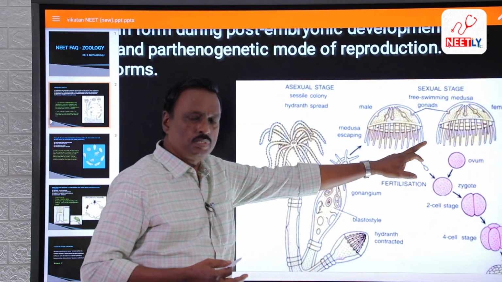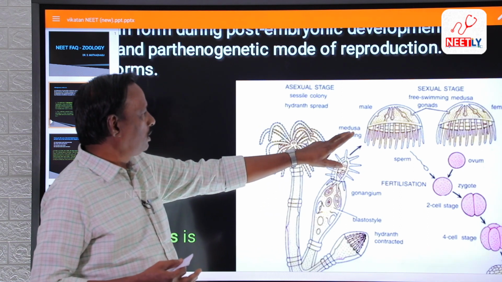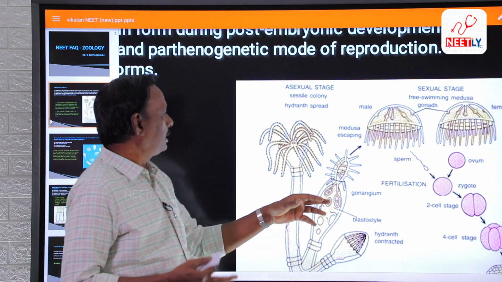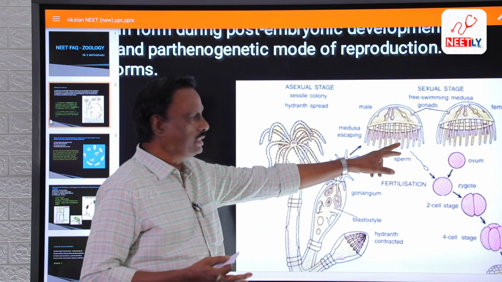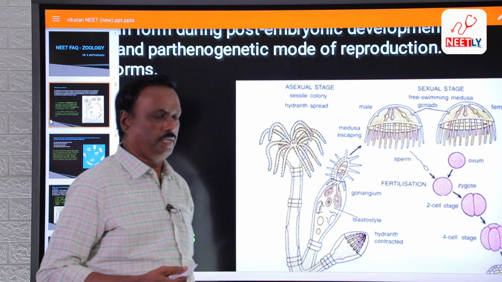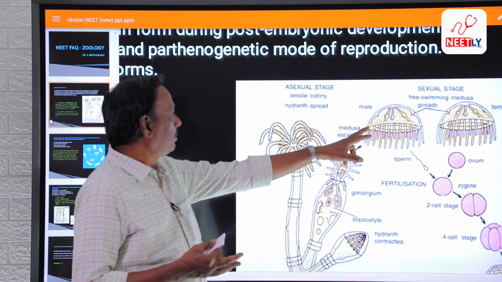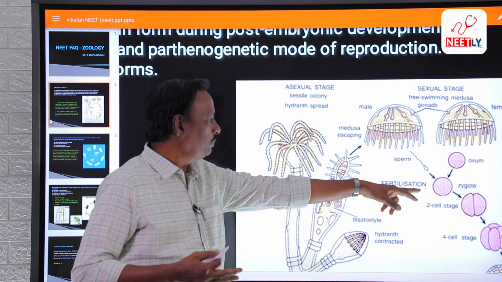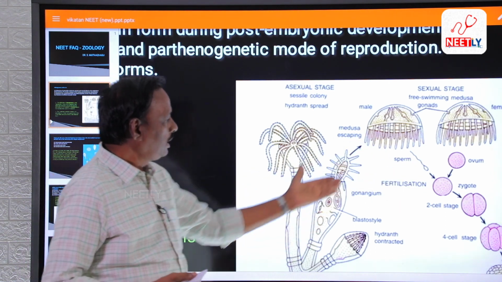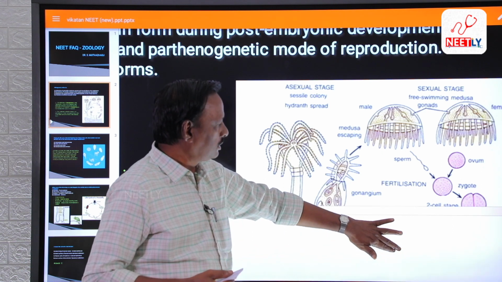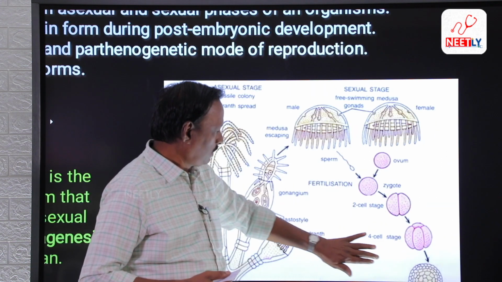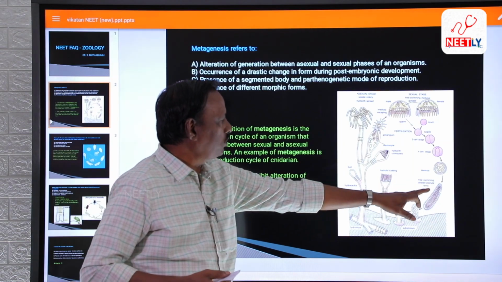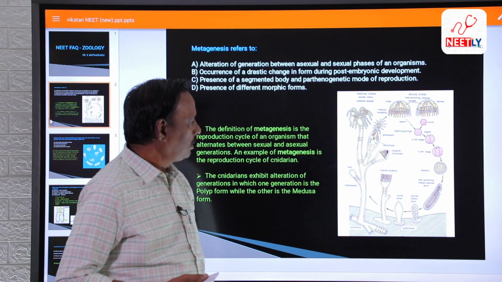These medusoid forms are sexually dimorphic in nature. One is the male medusoid and another is the female medusoid. The male medusoid produces sperm, whereas the female medusoid produces ova. The fertilization is external, then the zygote is formed, and from the zygote it produces a ciliated planula larva.